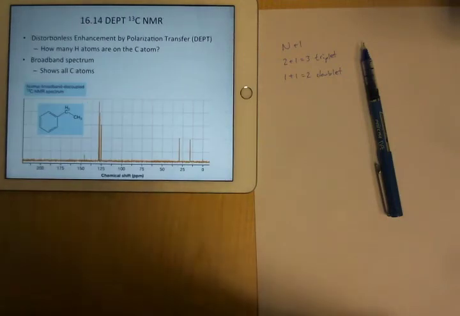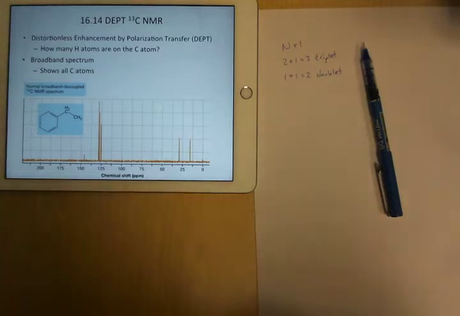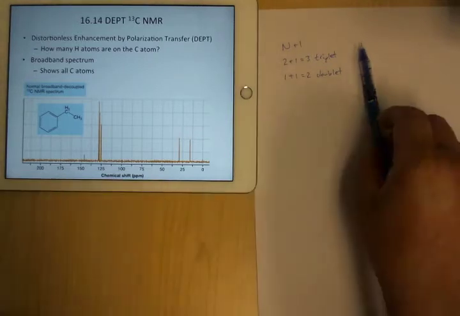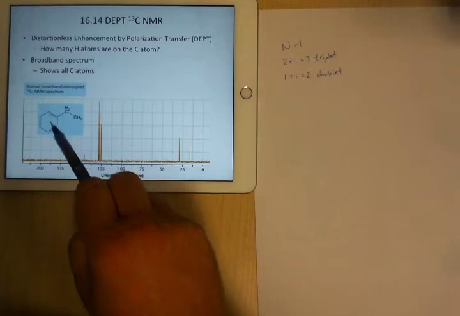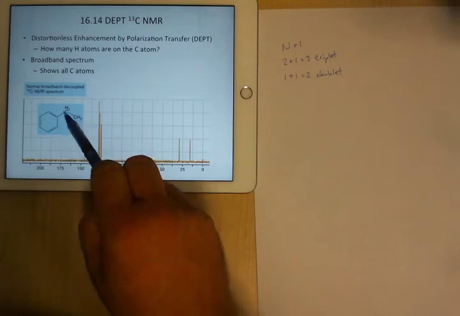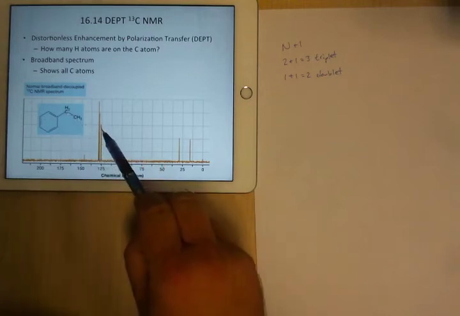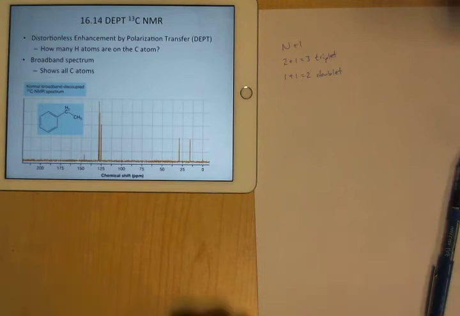Okay, so now the question becomes, how do we solve these things? One of the techniques that you can use is what's called DEPT, which is distortionless enhancement by polarization transfer. Basically what it's saying is how many hydrogens are hanging off of that carbon. So you can take what's called a broadband signal or an uncoupled signal, and that'll just show you all the carbons in there. So if you have ethyl benzene here, you've got this one, these two equivalent, these two equivalent. That's a signal, that's a signal, and then these two for the ethyl. So you're going to have 1, 2, 3, 4 signals for the benzene, and then these two for the ethyl. So you're going to have all 6 signals.